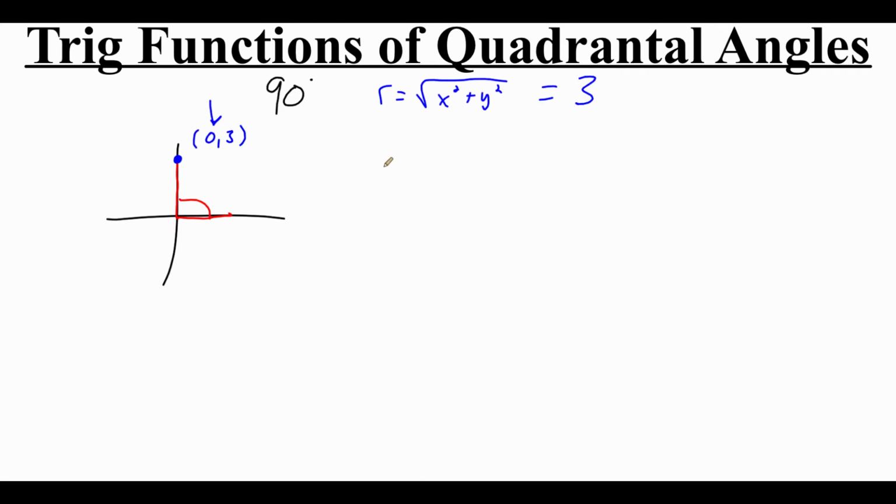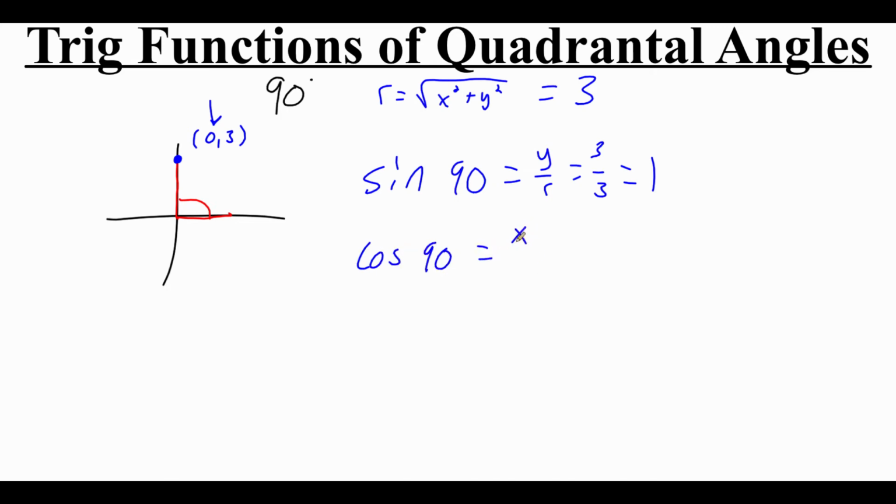Now if I wanted to do the sine of this 90-degree angle, remember for the sine we go y over r, so the y value is 3, and the r value we just said was 3, so the sine of 90 degrees is 1. If I wanted to do the cosine of this 90-degree angle, remember cosine is x over r. This has an x value of 0, and we said the r value was 3, and when we take 0 divided by 3, we get 0. Now if I want to do the tangent of 90 degrees, tangent is y over x, so our y value is 3, but our x value is 0.